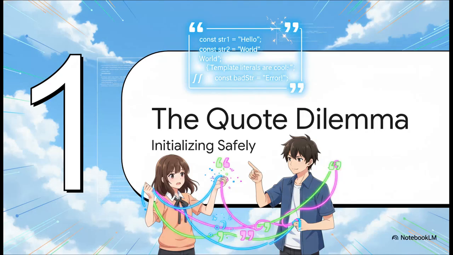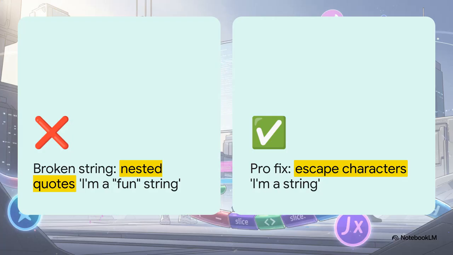All right, let's kick things off with Section 1, Master the Quote Dilemma and Initializing Safely. We're going to start with the single most common rookie mistake I see popping up in pull requests. Creating a string seems simple enough, right? You just wrap your text in single or double quotes. But here is the catch. If you drop a double quote inside a double-quoted string, JavaScript instantly thinks the string ended early. It literally just gives up, leaving the rest of your text as a massive syntax error.